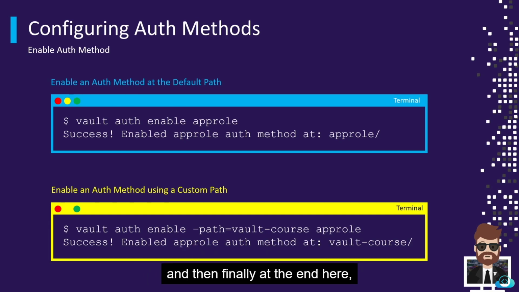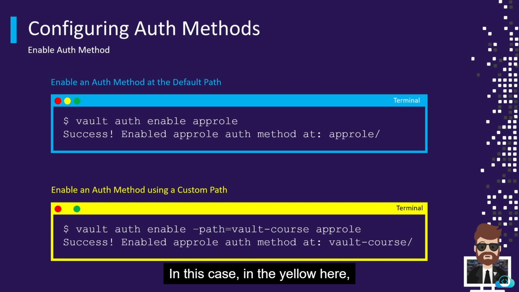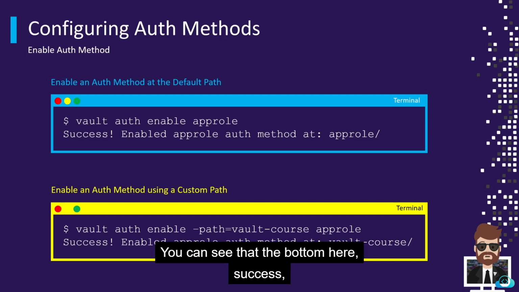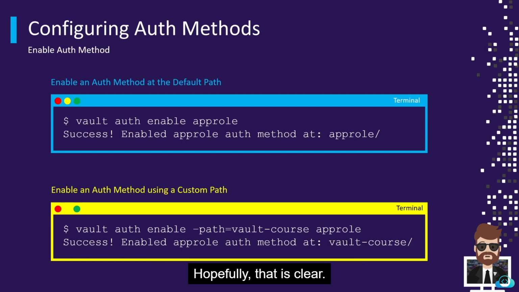And then finally, at the end here, we're going to give it the type of the auth method that we want to enable. So in this case, in the yellow here, we are enabling an app role auth method, but we want to enable it at the path of vault-course. So you can see at the bottom here, success, enabled app role auth method at the path of vault-course. So hopefully that is clear.